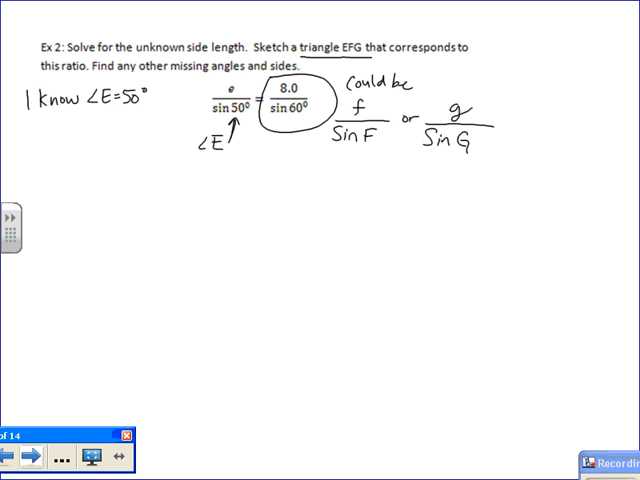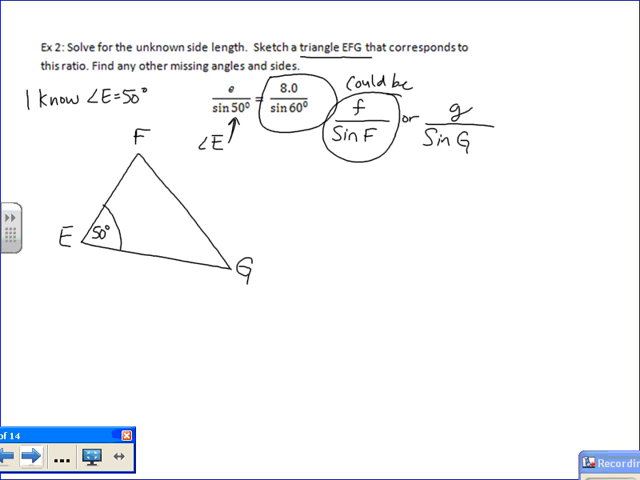I'm going to sketch an acute triangle to the best of my ability, where all three angles are less than 90 degrees, and I'm going to make this angle E, equal to 50 degrees. Again, there's more than one right way to do this. I'm going to make this EFG, like this. And I have to choose: do I want 8.0 over the sine of 60 degrees to be the ratio of f over the sine of F, or g over the sine of G? I'm going to just choose this one.